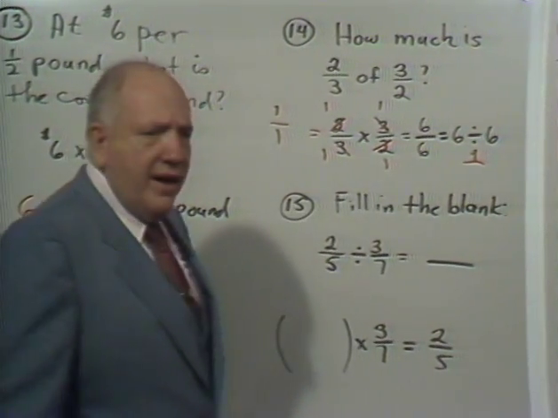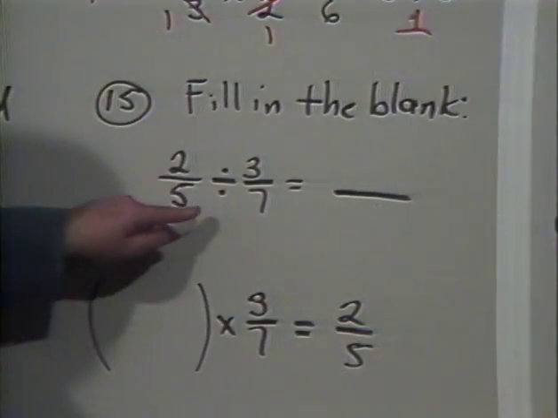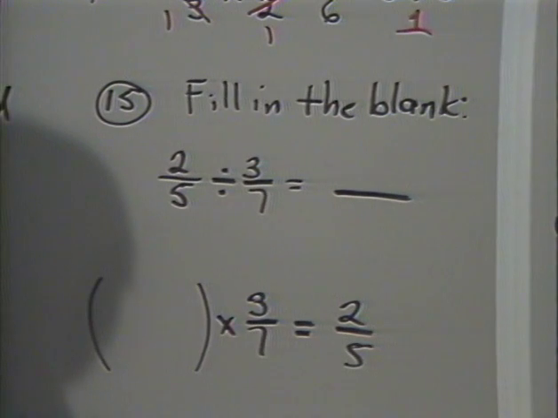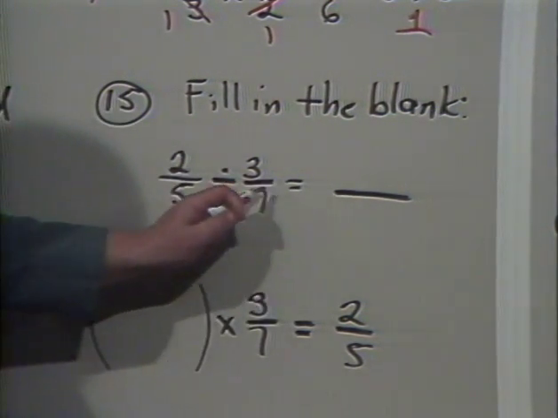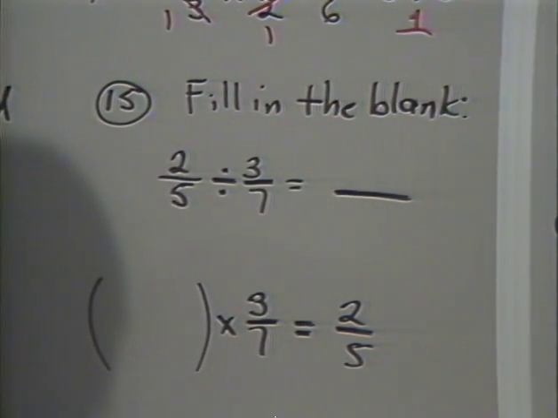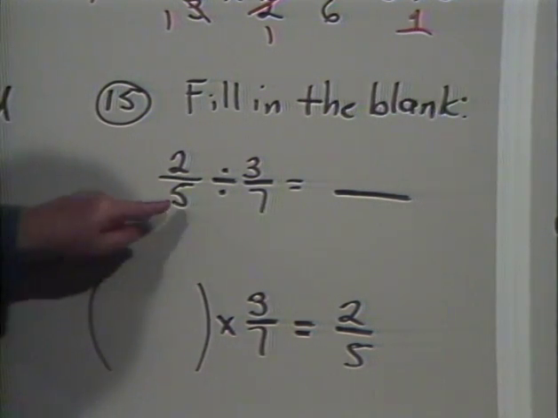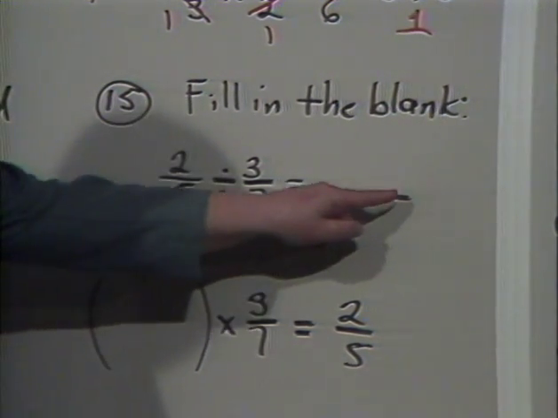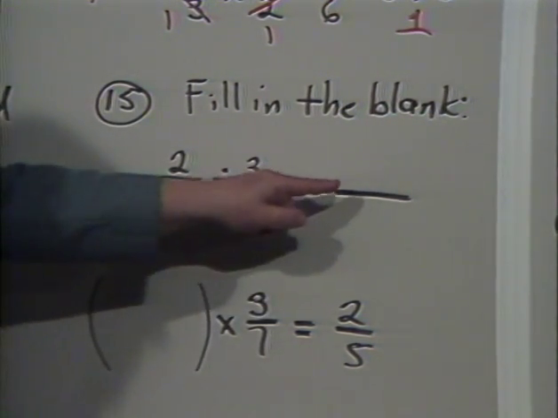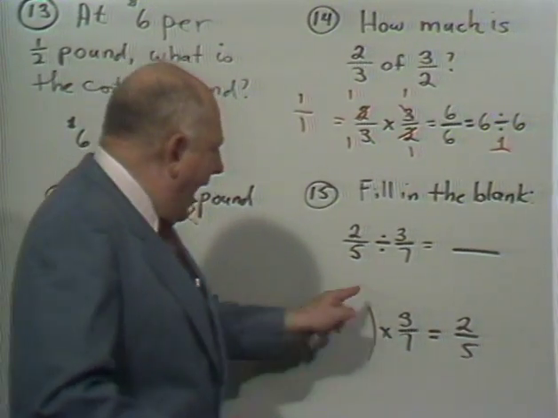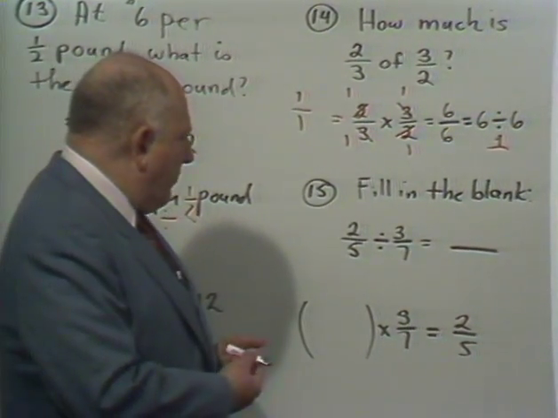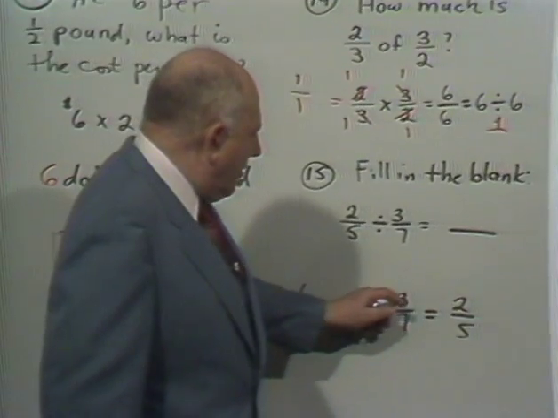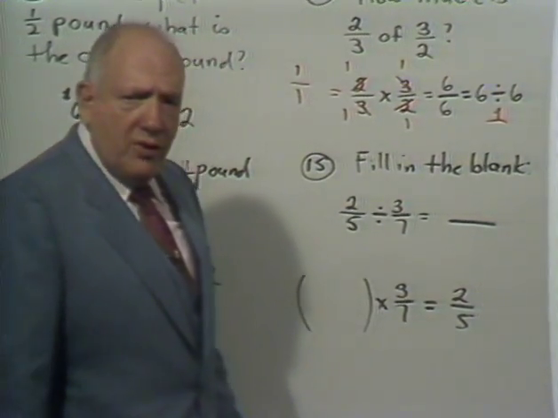Let's suppose I say, fill in the blank, 2/5 divided by 3/7. That means what? What number must you multiply by 3/7 to get 2/5? In other words, this is asking for the relative size of 2/5 as compared to 3/7. Now, instead of using the blank over here, because the blank looks like a fraction bar, I am just going to use parentheses. The problem says, what must I multiply by 3/7 to get 2/5?